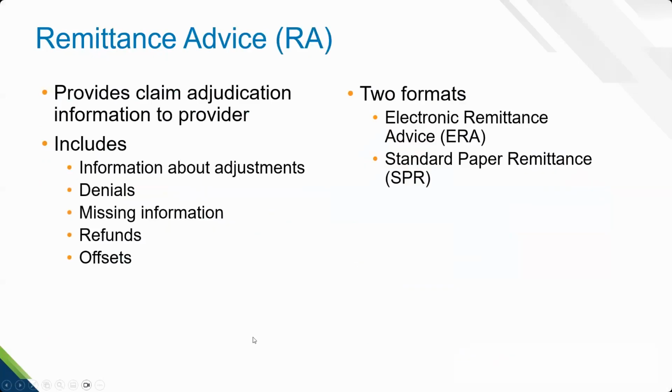I want to talk a little bit now about the remittance advice, or the importance of it. Sometimes we call the remittance advice the RA. Other people refer to this as the remittance notice. Some people even shorten it further and call it the notice. Now, most providers do receive an electronic remittance advice, or ERA, as opposed to a standard paper remittance, or SPR. Depending on how the claim processed, it may include information about any adjustments made to the claim or denials. It could also include information about something that might be missing. Sometimes it will provide notice about refunds or even offsets.